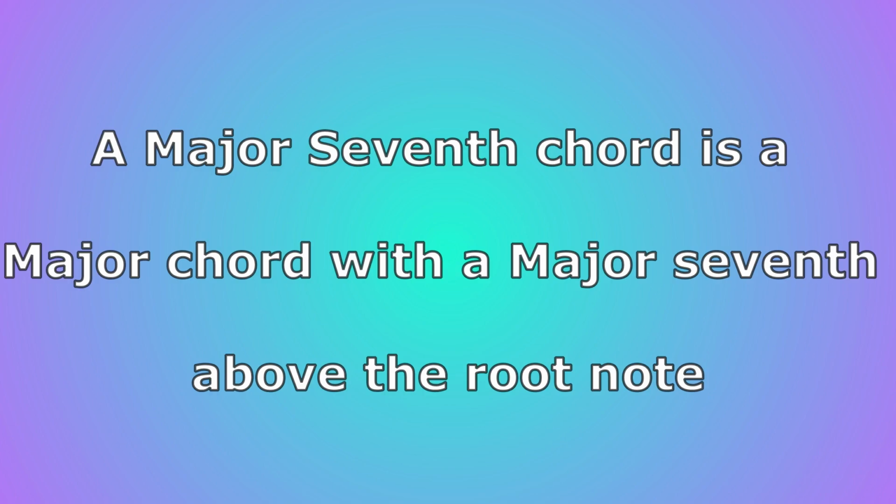A major 7th chord is a major chord with a major 7th on top of it. So if we take the chord F major for instance, I will need to add a major 7th to the top of this chord for it to become a major 7th chord. A major 7th above F is E, so here's what the chord will look like and sound like.